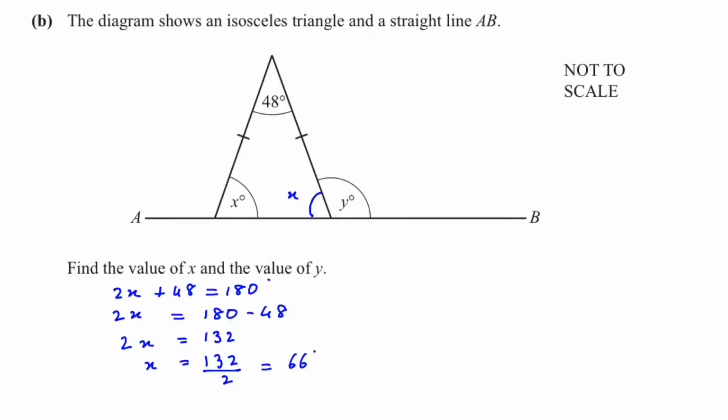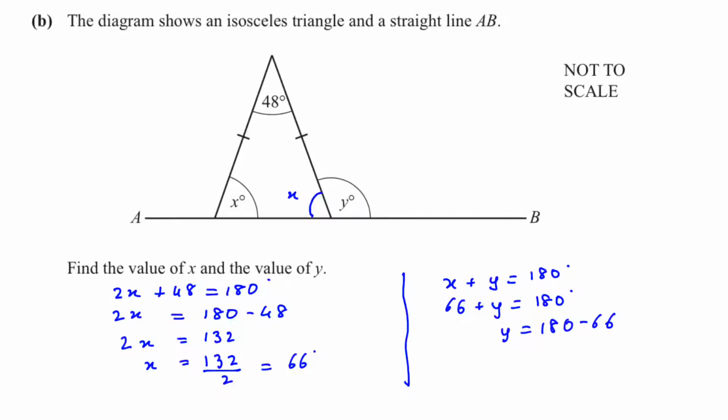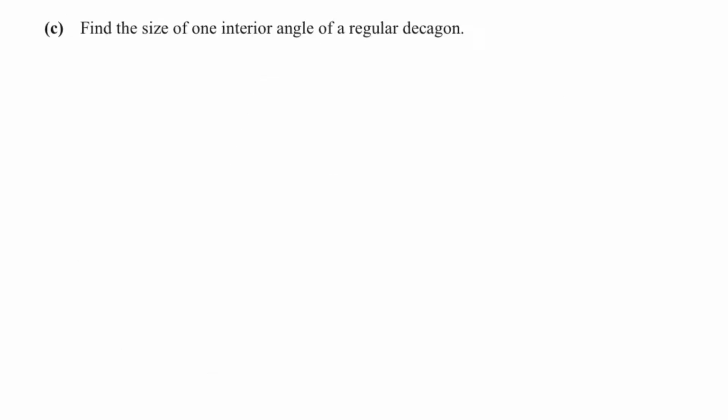Now we have to find y. x plus y equals 180 because angles in a straight line equal to 180. Substitute the x with 66. 66 plus y is equal to 180. Bring the 66 to the other side. 180 minus 66 is 114. Therefore, y is equal to 114 degrees.